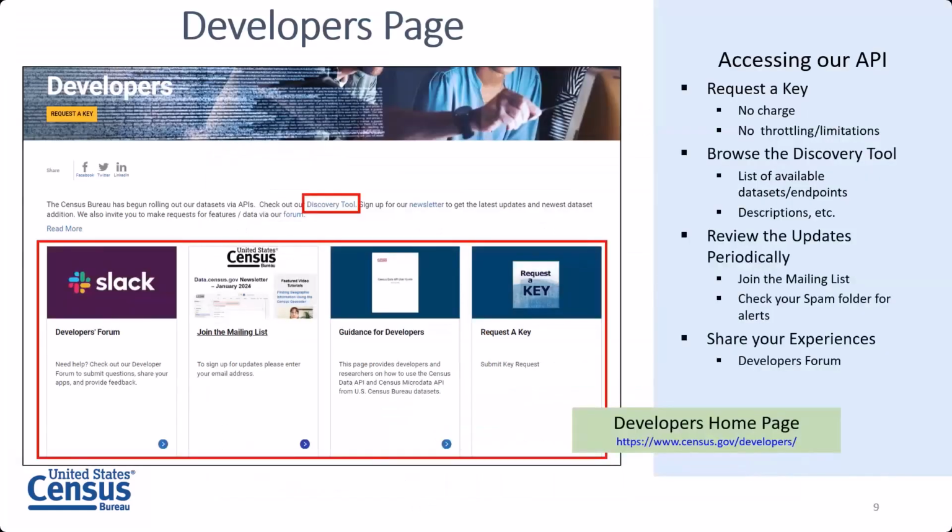So if you do choose to use the API, you can find everything you need to get started over on our developers page. So on this developers page, there's going to be a list of different links to help get you started. You can access different links such as our Slack channel, our mailing list, guidance, different guides that we have available for accessing the API. And then you can always request a key as well that we're going to talk about in a moment. You'll also see this link on the homepage there for the discovery tool. So I wanted to take a moment to talk about that as well.